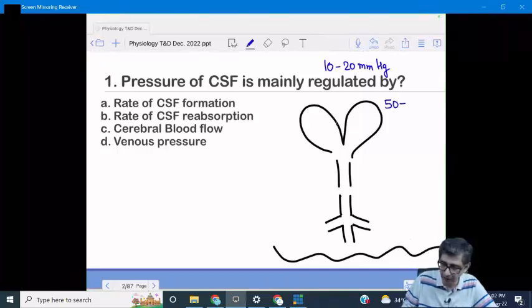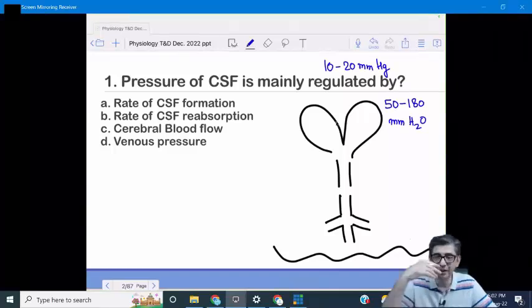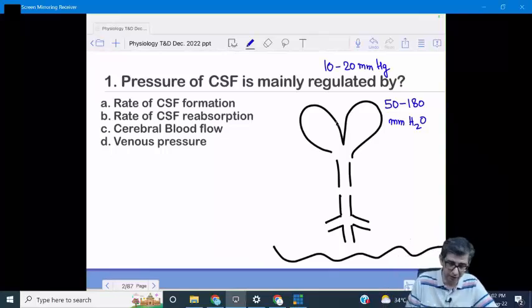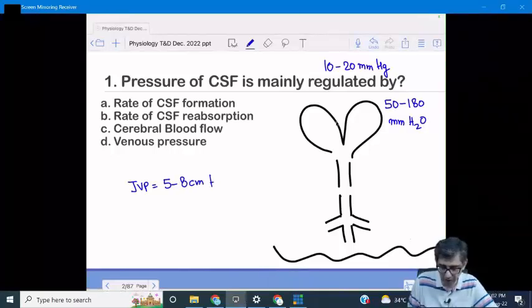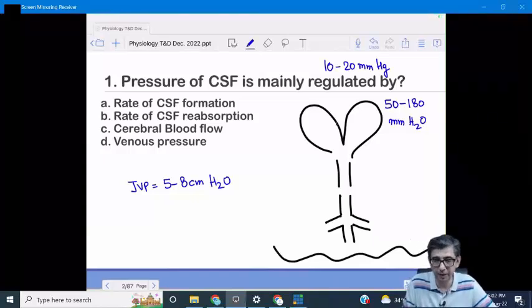And alternative terminology will say 50 to 180 millimeters of water. Mark my words there. Normally we read about millimeter of mercury or we read in centimeter of water. For example, JVP is described in centimeters of water, but look at the value that I wrote here. It was not millimeter or centimeter of mercury, it was millimeter of water. So both of these values are to be remembered.